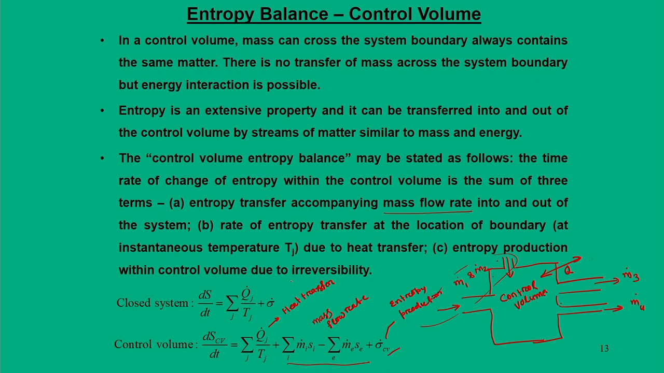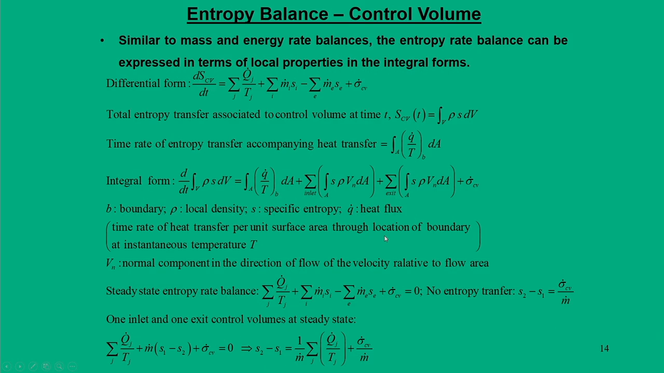And this production is mainly due to irreversibility. Now, let us move more closely, and this particular slide shows the elaborate version of this differential form of equations for the control volume, and the simplified sense that this particular equation gets simplified for a steady state entropy rate balance. So, what this means is that for a steady state entropy balance, we say dS_CV by dt is equal to 0. So, based on this, this entropy balance equation reduces to this form.